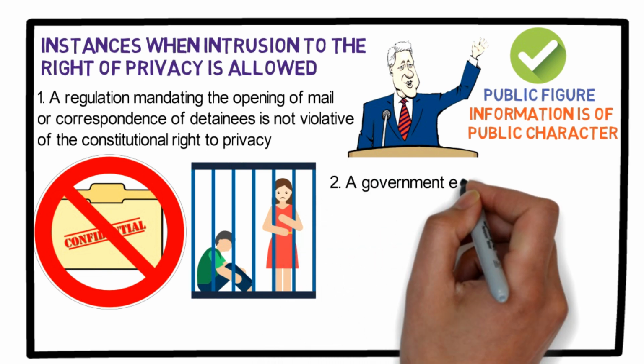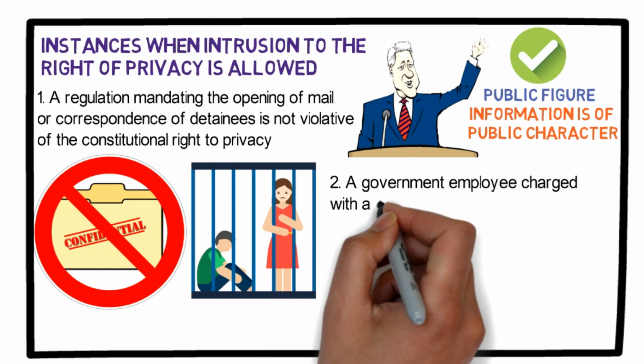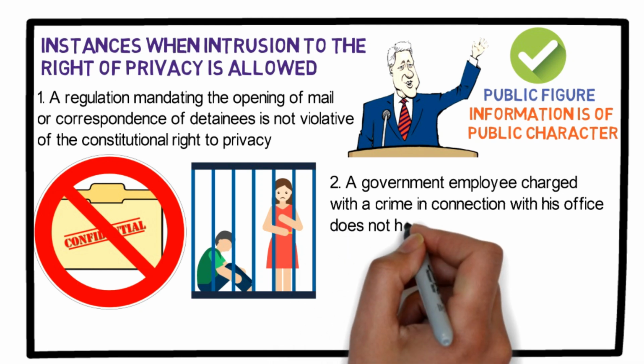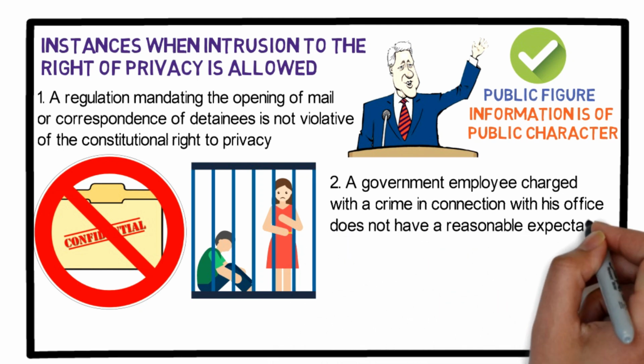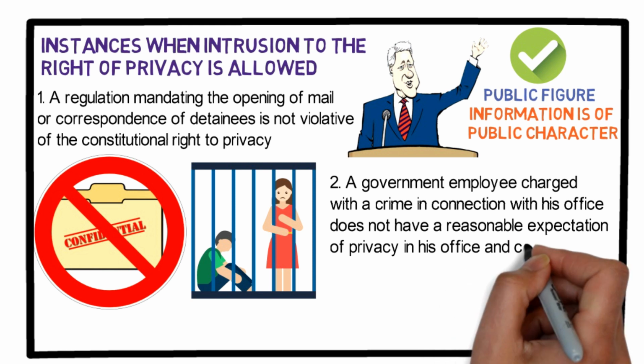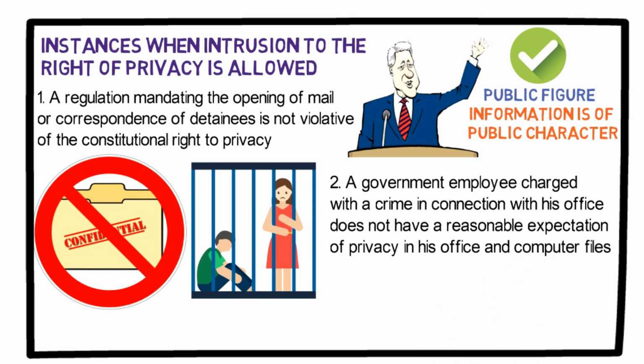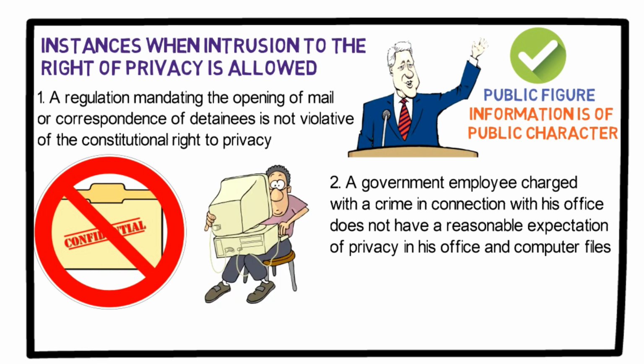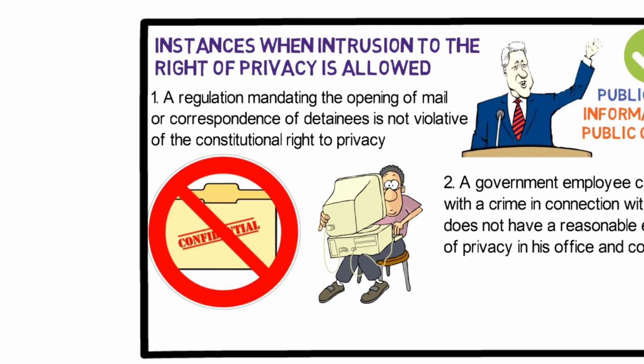Two, a government employee charged with a crime in connection with his office does not have a reasonable expectation of privacy in his office and computer files. The Supreme Court ruled that government agencies, in their capacity as employers rather than law enforcers, could validly conduct search and seizure in the governmental workplace without meeting the probable cause or warrant requirement for search and seizure.